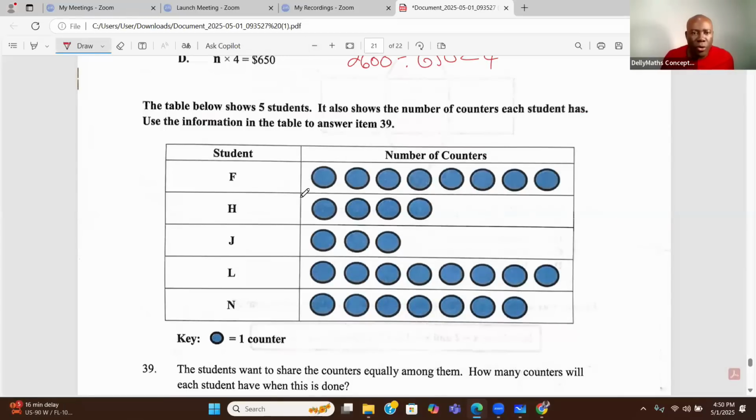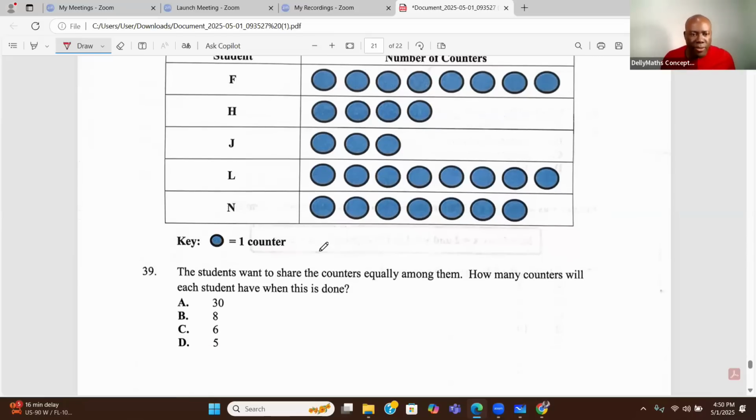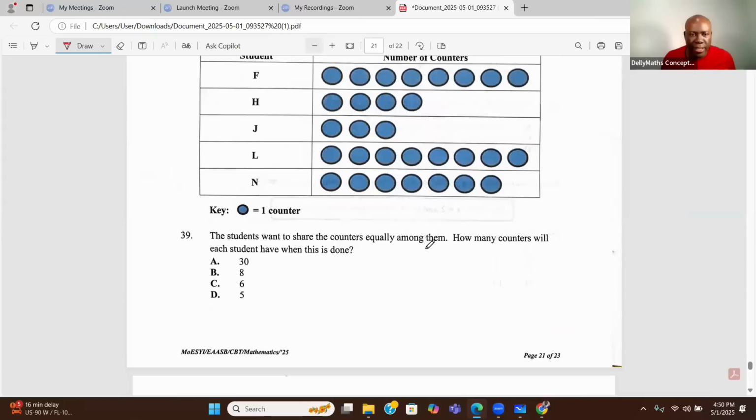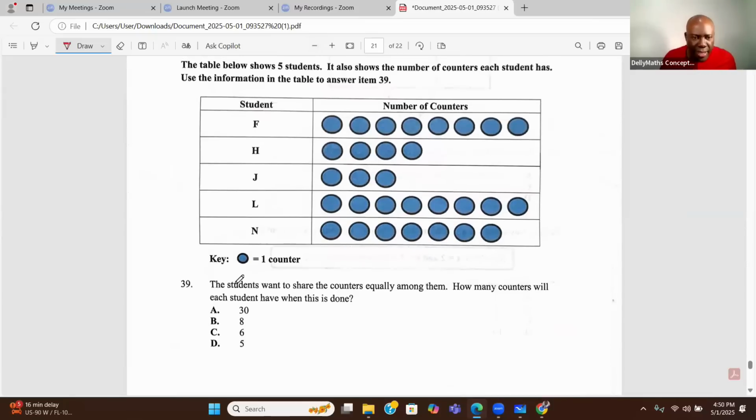Let's minimize this. So what we're doing here, we're looking at the counters, right? For this question, let me take it down a notch. Right, let's come back to it. So it says the students want to share the counters equally. So how many counters will each student get? You need to count them up. 1, 2, 3, 4, 5, 6, 7, 8.